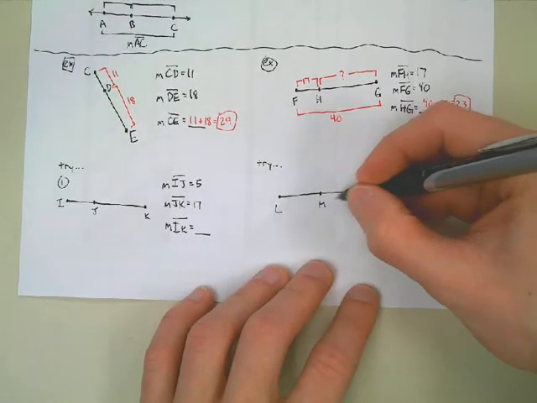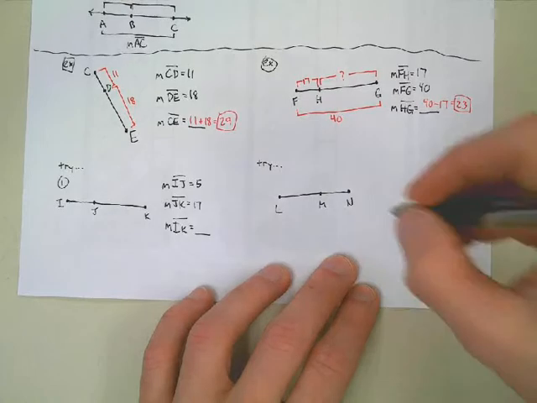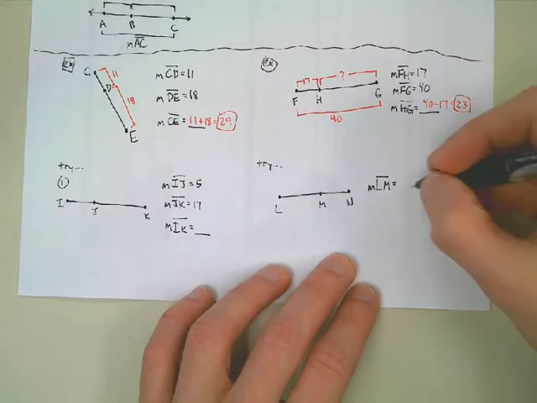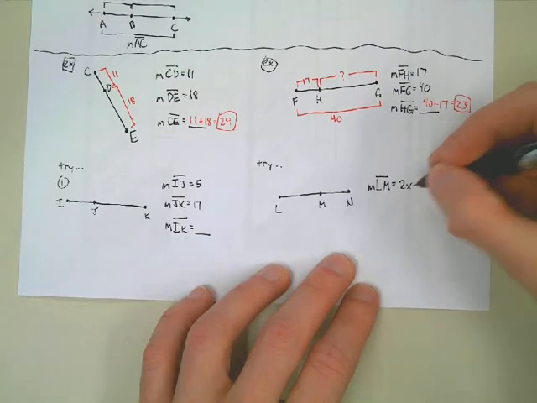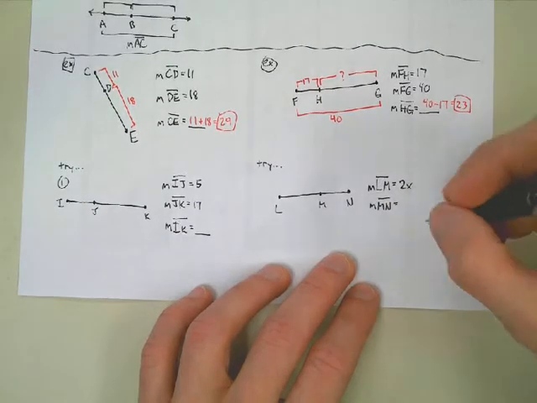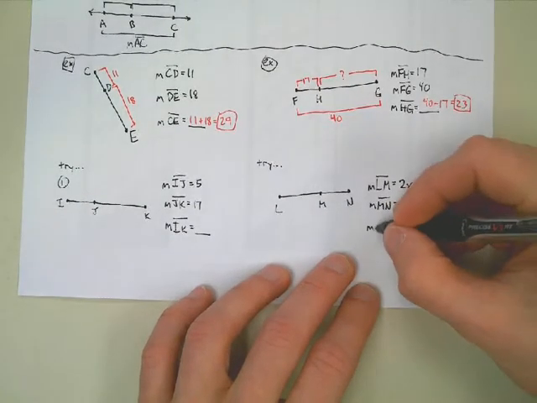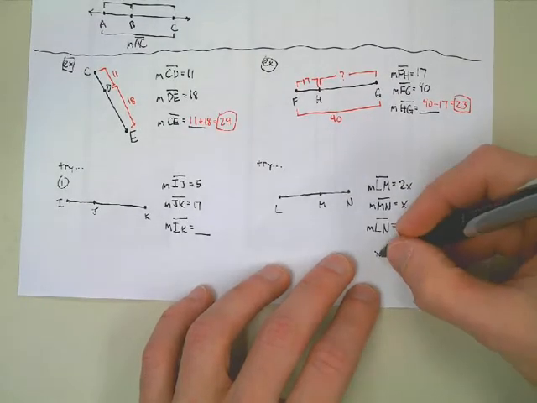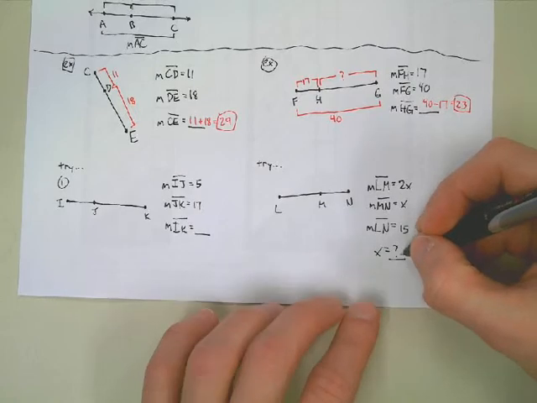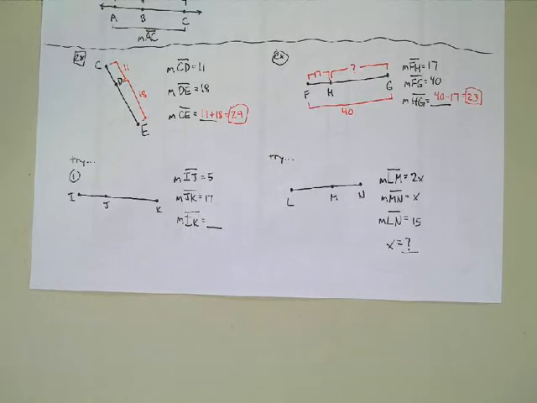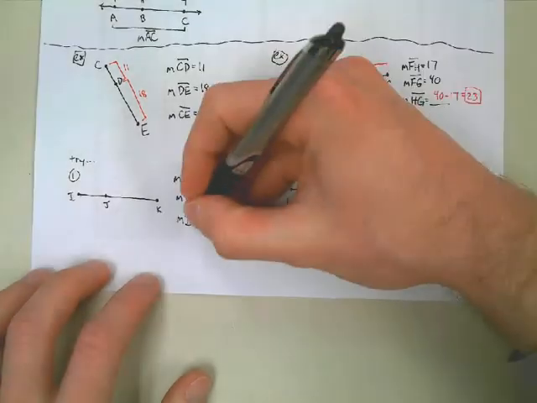Okay, and we'll say that the measure of LM is 2x, and the measure of MN is x, and the measure of LN is 15. What does x equal? Okay, so go ahead and try, set those up, solve for those blanks there. The first one you're going to solve for IK, and the second one you're going to solve for what the value of x is.